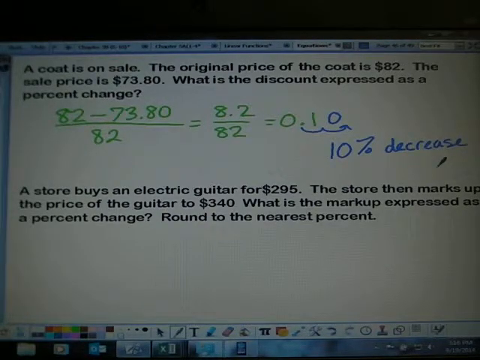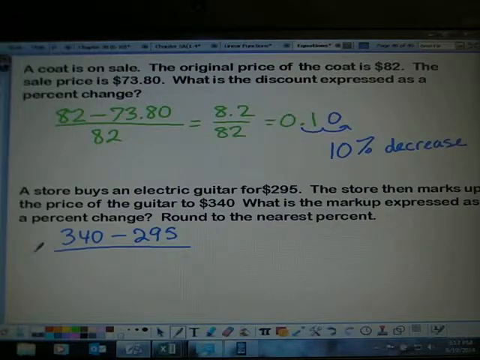Our next one, very similar. A store buys an electronic guitar for $295. The store then marks up the price of the guitar to $340. What is the markup expressed as a percent change, and round to the nearest percent? Okay, so bigger number is 340, minus the smaller number, 295.